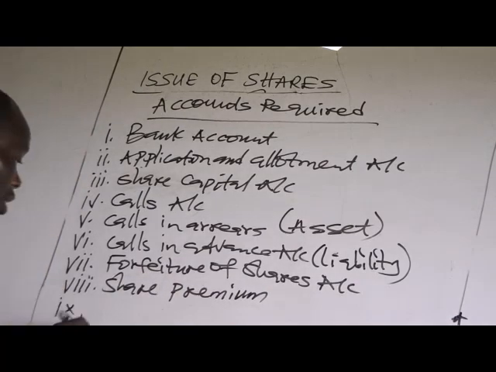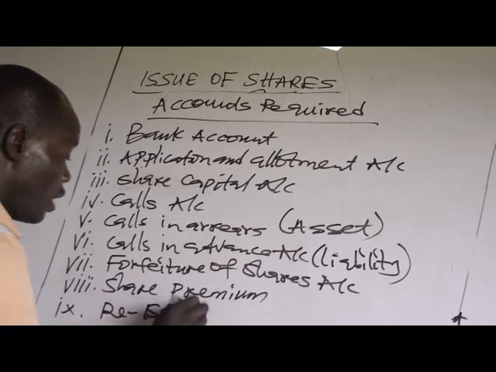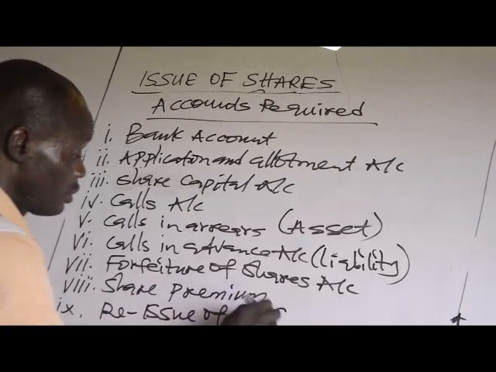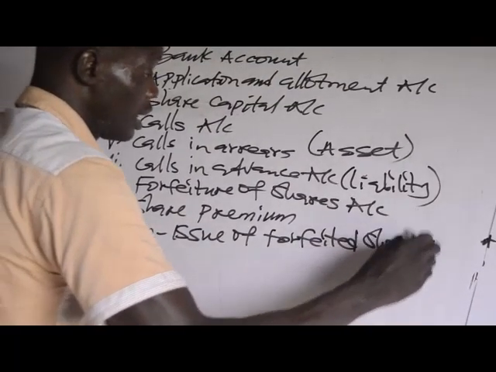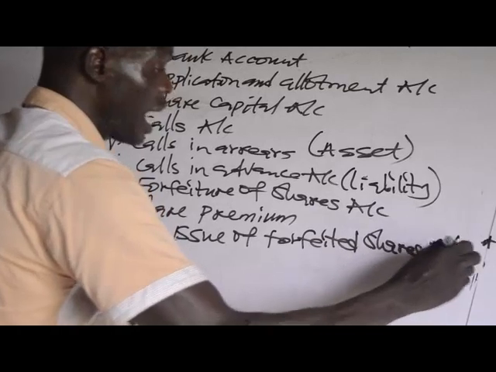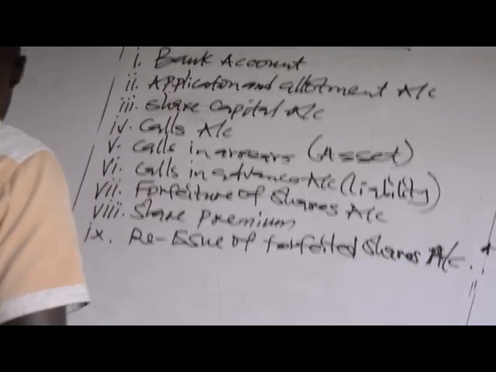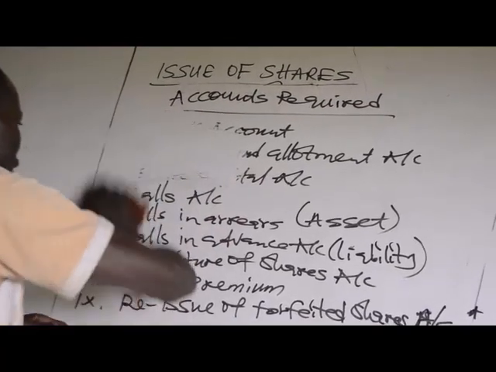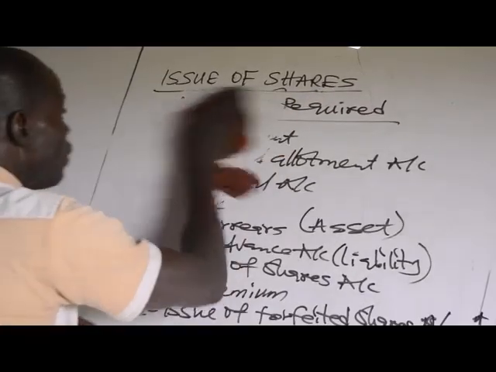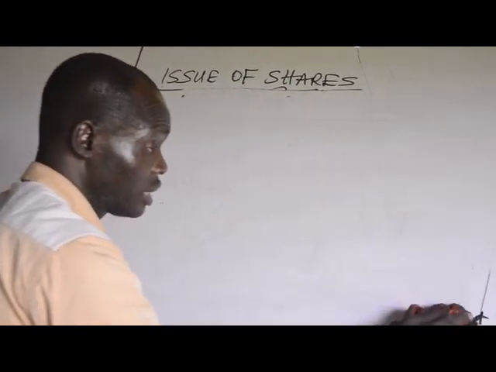Number 9, you may also have reissue of forfeited shares account. Shares account. These are the accounts you will need to maintain under issue of shares. I therefore want to examine the accounting entries.